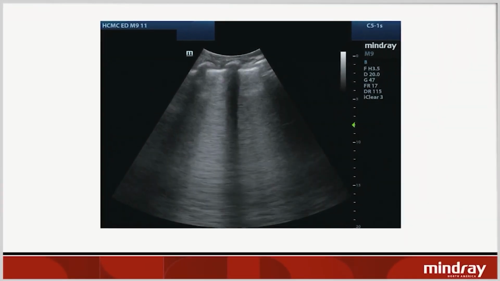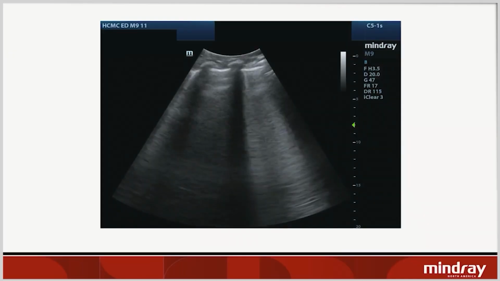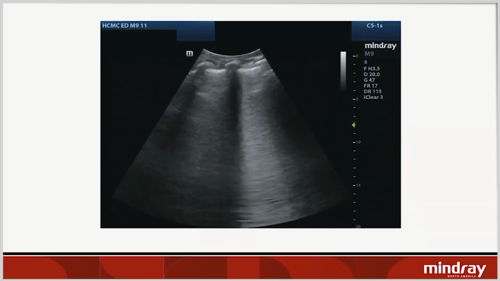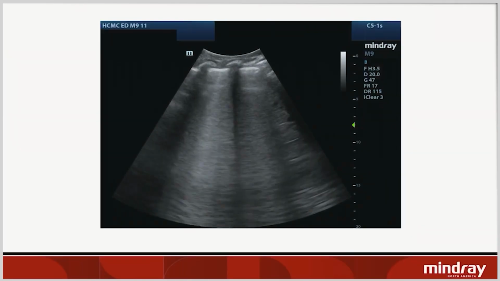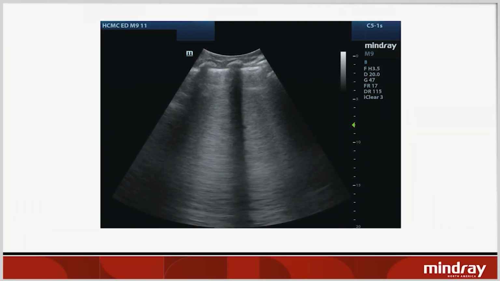Okay, so this patient, she has pulmonary edema. This is the upper lung fields on both sides, they look like this, and of course the lower ones look even worse. So her problem is pulmonary edema, right away. The question is, what's causing that?